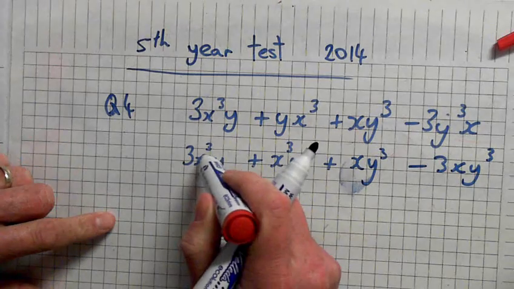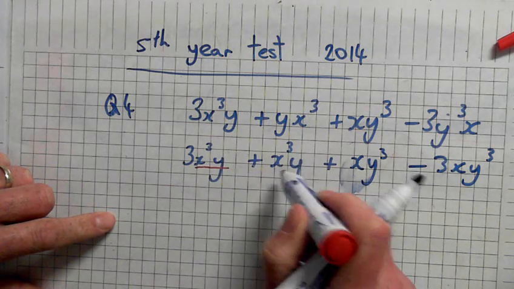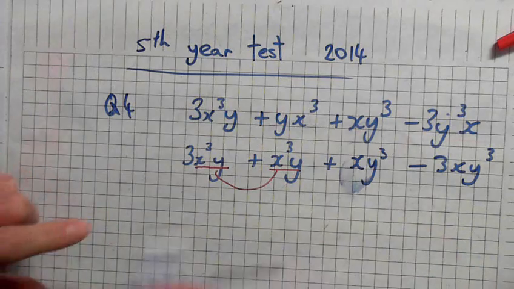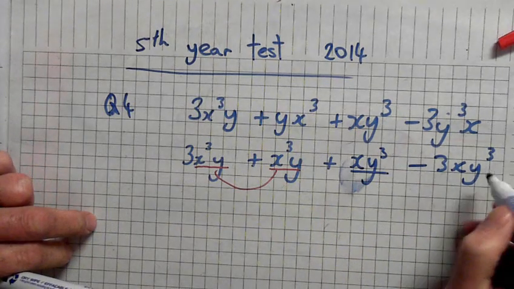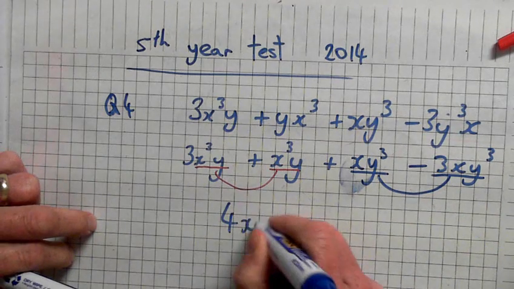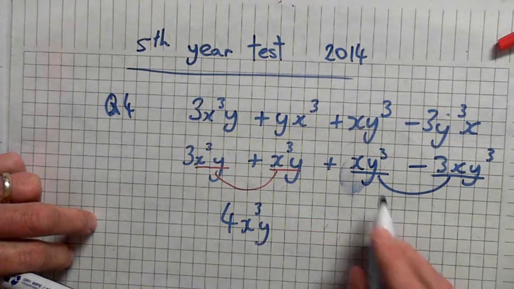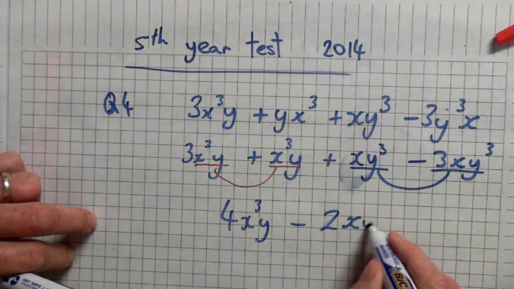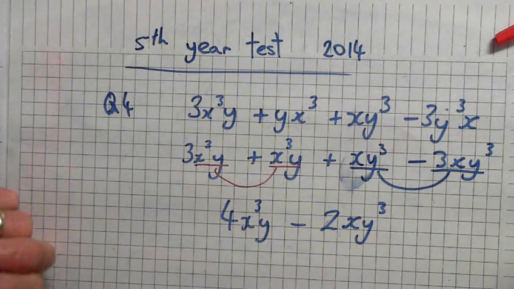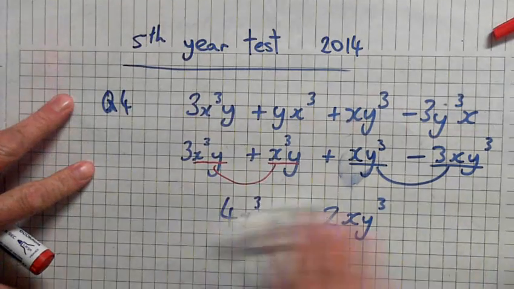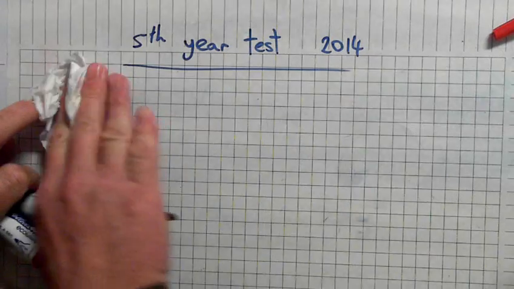Right, this one has x3y, x3y, so we'll be adding those two together. This one has xy3, xy3, add those two together. So you got 4 x3y's and you've got minus 2 xy3's. Alright, the next one, question 5.